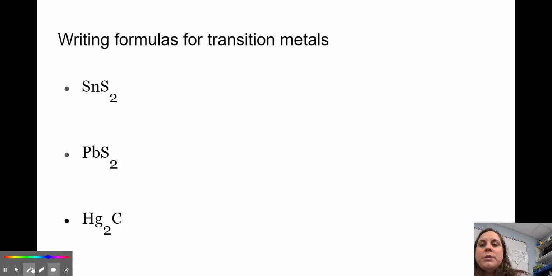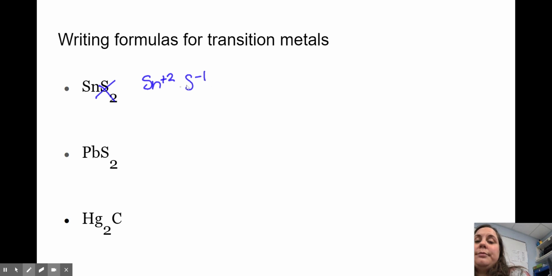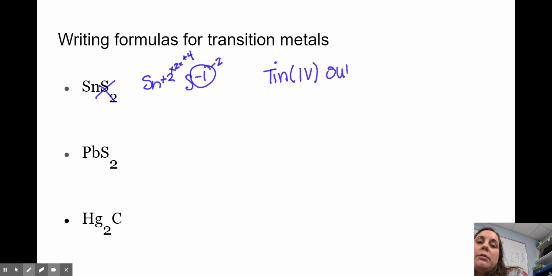Last 3 examples, we have tin and sulfur. First, I'm going to cross them up. This is telling me that tin is +2, sulfur is -1. Check my negative ion. Sulfur should actually be -2. So I have to multiply this positive by 2 to get a charge of +4. When I write it out, it's going to be tin 4 sulfide.